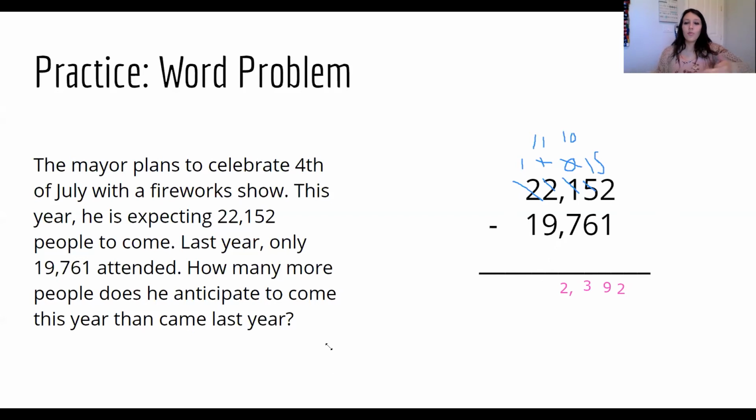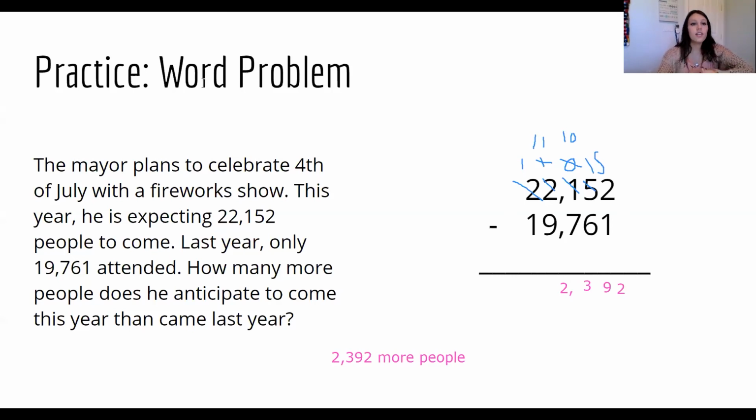2,392. Oh, 2,392 what? If we look back at our word problem, the mayor plans to celebrate 4th of July with a fireworks show. This year, he's expecting 22,152 people to come. Last year, only 19,761 attended. So, how many more people does he anticipate to come this year than came last year? If we're trying to answer this, we're trying to figure out how many more people are coming this year than arrived last year. So our answer is going to be 2,392 more people.